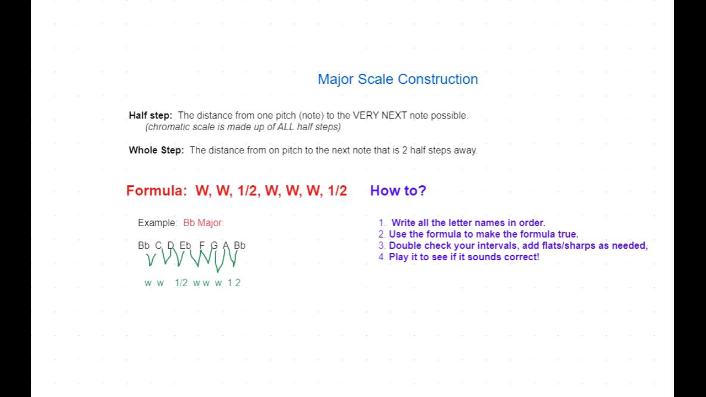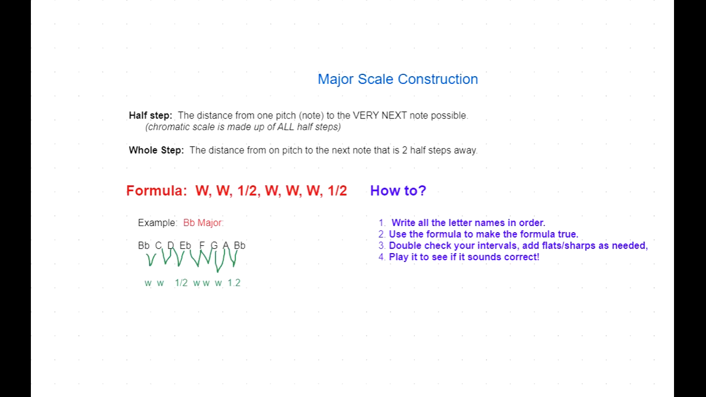So it must be E flat. Simple enough. From E flat to F is a whole step. From F to G is a whole step. G to A is a whole step. And finally, we have a half step between A and B, which is what our formula says. Okay, so that's step number 2.